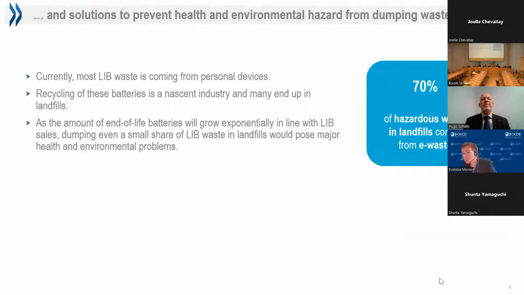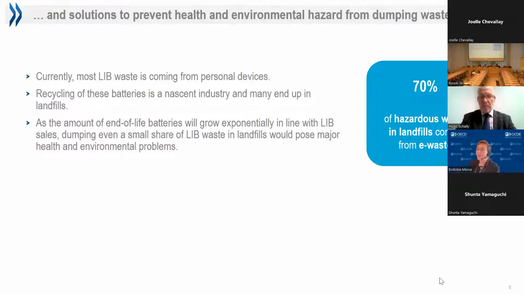Next slide, please. So beyond this issue of increasing requirements for certain raw materials and the potential for disruptions and price volatility, we have another issue, which is an environmental problem, the health and environmental hazard from dumping waste lithium-ion batteries. Currently, most of lithium-ion battery waste comes from personal devices and very little from electric vehicles. We are not yet in a maturity of that supply chain. And so the recycling of those batteries is a nascent industry.